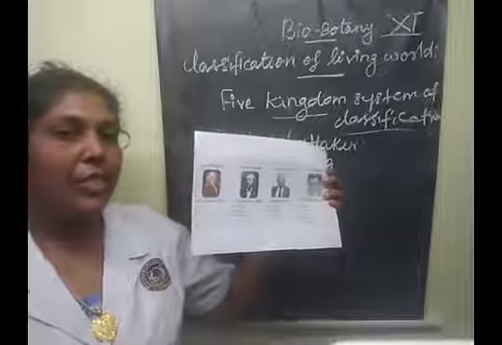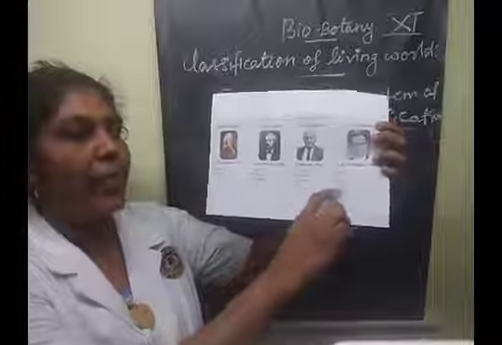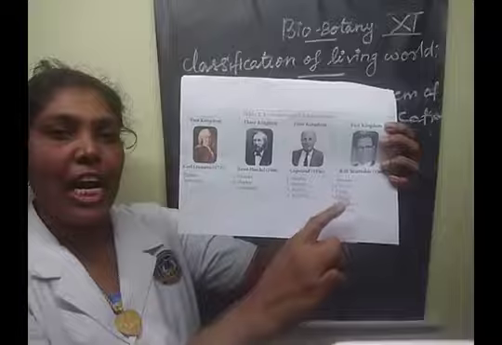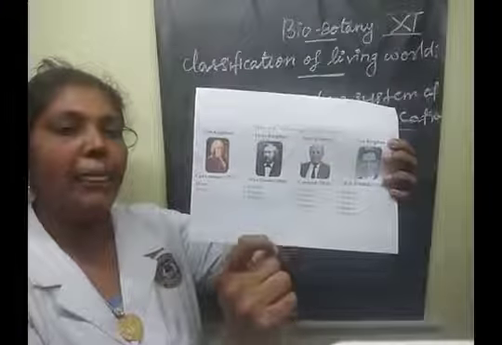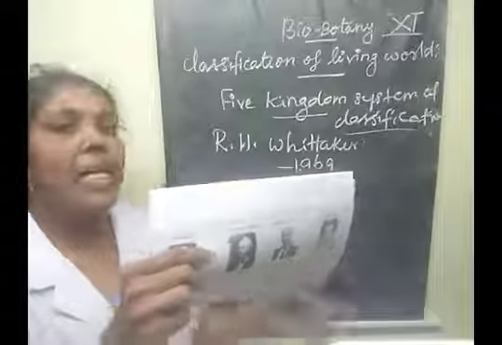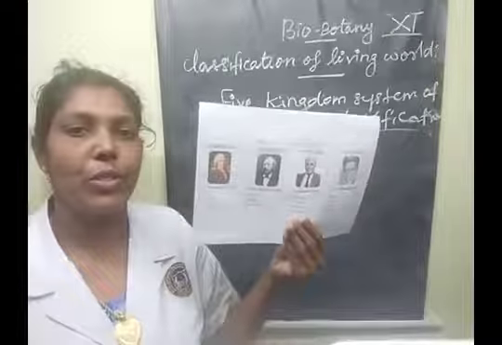Try to tell, children. Yes. Monera, Protista, Fungi, Plantae, Animalia. So these are the 5 kingdom system. Am I correct? Yes. So what do the kingdoms mean? Name the 5 kingdom system of classification. All should write these 5 names.